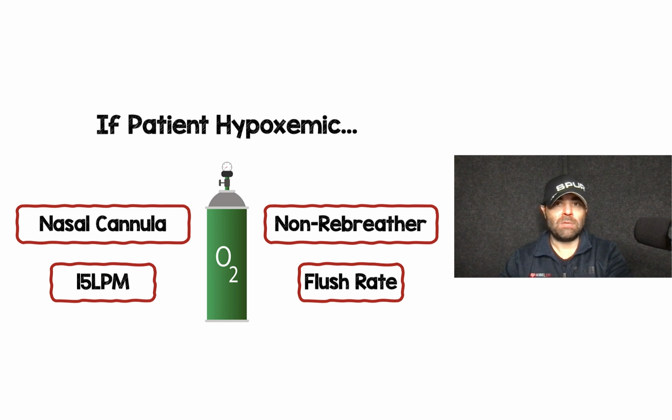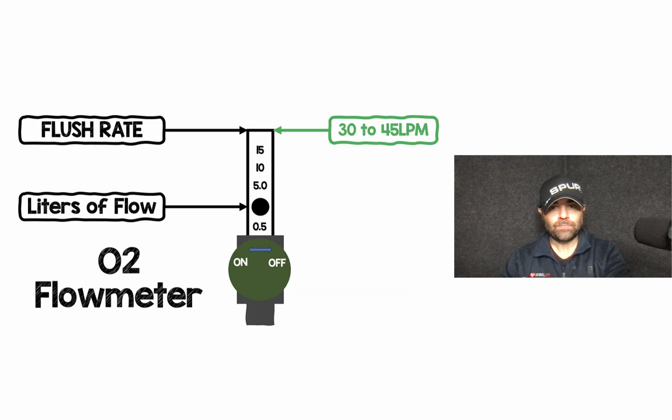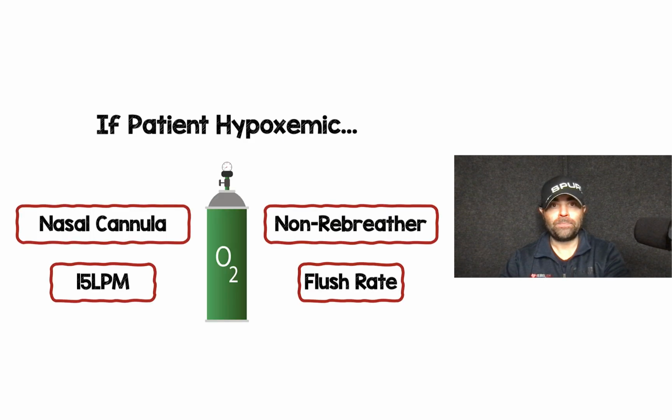So what do I actually mean by flush rate oxygen? Well, here's our O2 flow meter, and as most of you know, when you turn the little green knob, there's a little black ball or silver ball that goes up and pretty much tells you the liters of flow. If you continue to turn that thing all the way up past the 15 till it won't turn anymore, that's what I mean by flush rate. You're actually going to achieve 30 to 45 liters per minute depending on your wall source of oxygen and the facility that you work at.